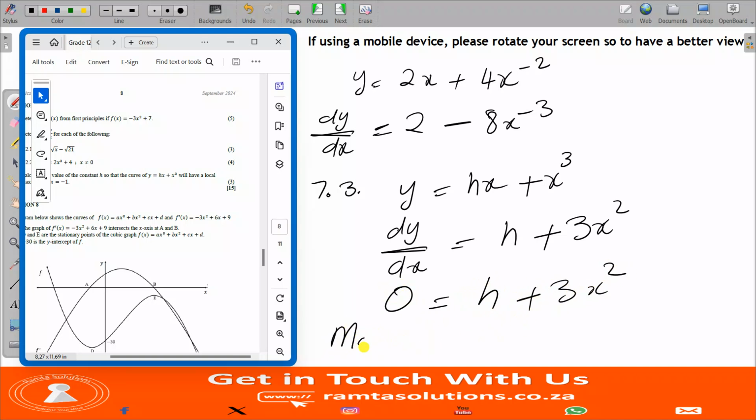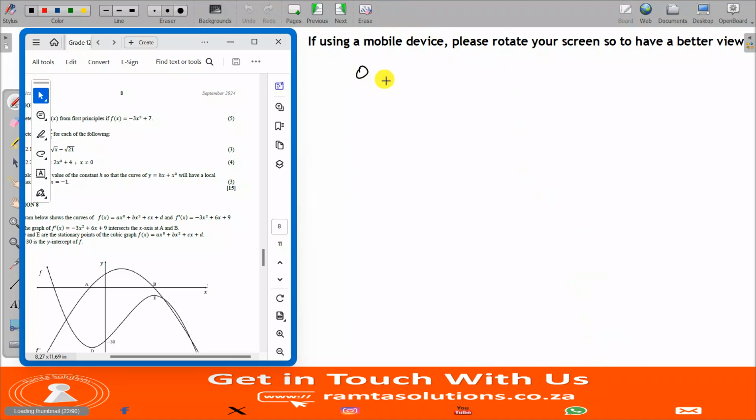However, the maximum is at x equals -1. So what does it mean? We'll say 0 is equal to h plus 3 into -1 squared. Now, what is this? 0 is equal to h plus 3. So h equals -3. Isn't it? h is equal to -3. Perfect.